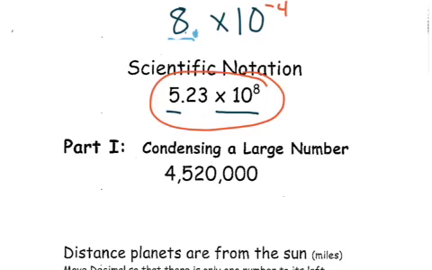So you can see here is a perfect example of scientific notation. We have one number to the left of the decimal point. It does not matter how many numbers are to the right of the decimal point. You can have as many as you want. Sometimes you have a few, sometimes you have a lot. And it's multiplied by 10 to the power of 8.